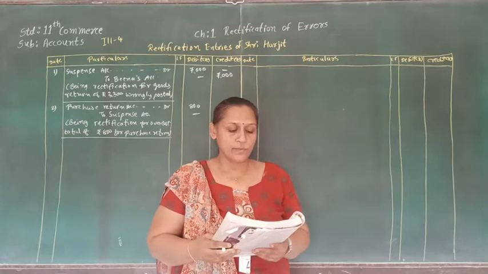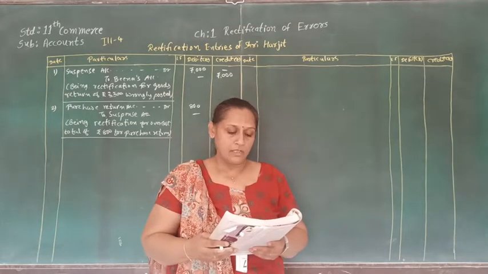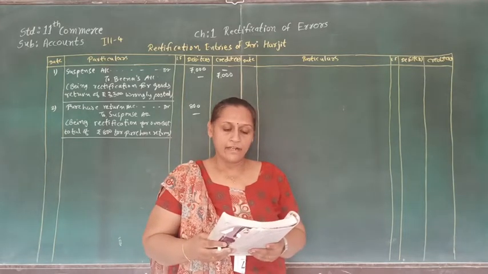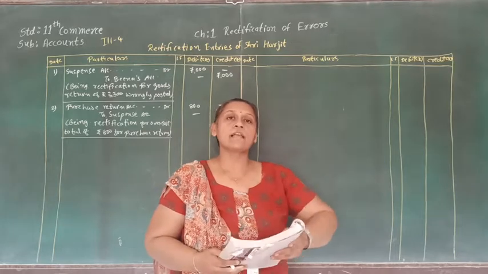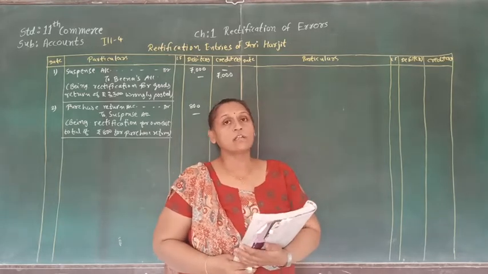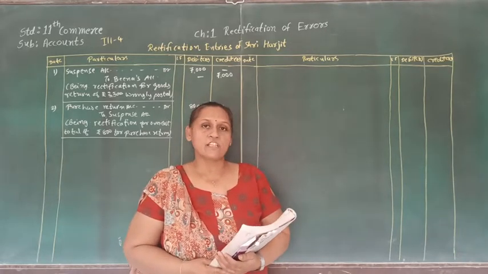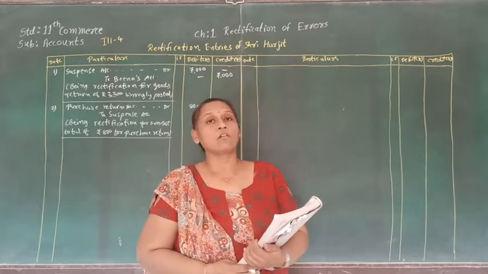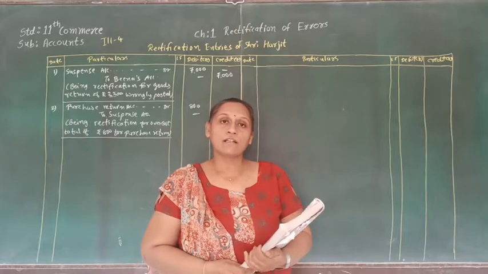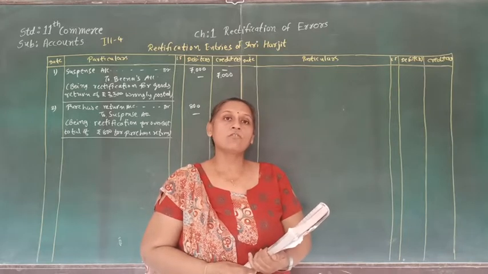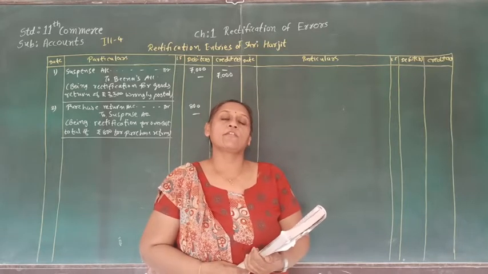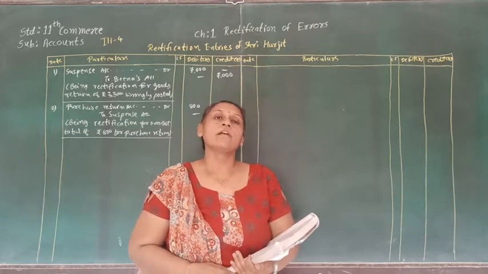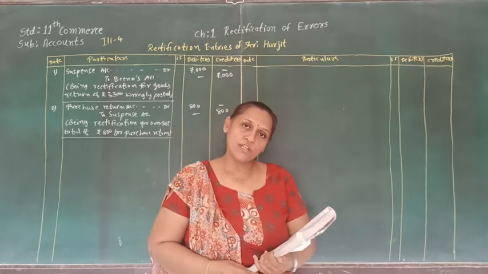Harjit has paid rupees 600 for his personal medical bill and the amount is debited to miscellaneous expense account. So here it is wrongly debited to miscellaneous expense account. It's supposed to be debited to drawing account. So here we can see that the miscellaneous expense account is supposed to be credited and drawing account supposed to be debited. So let's pass that rectification.